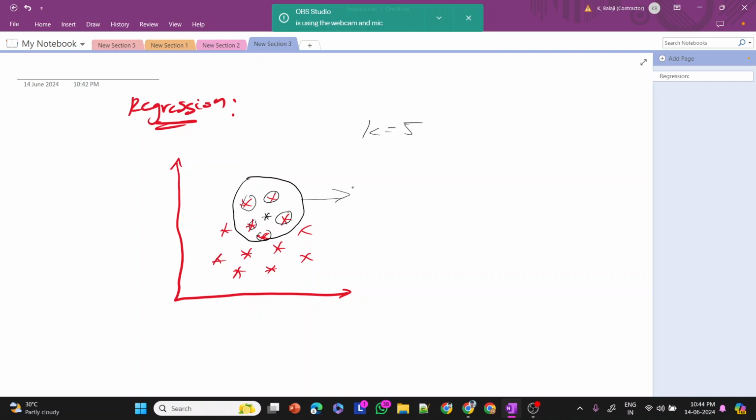It will find the mean of all the k nearest neighbors, and this mean value is defined as the output for this point. Like this only, the regression problem will be done by using the KNN algorithm.